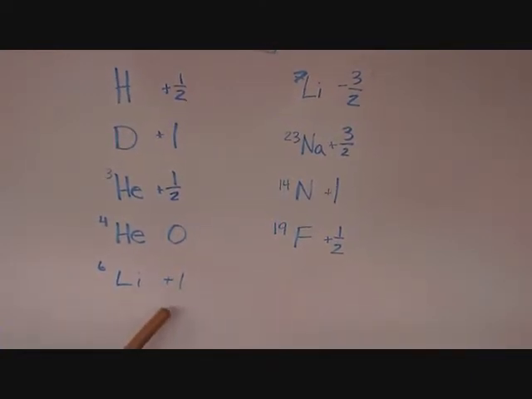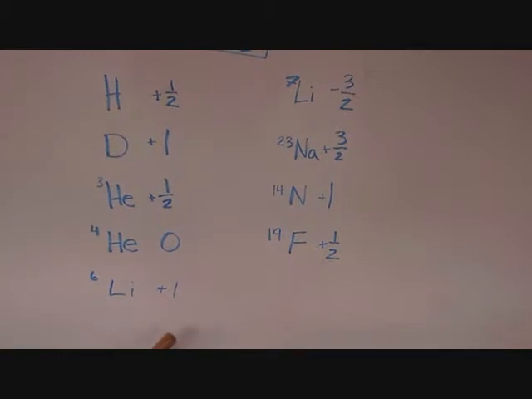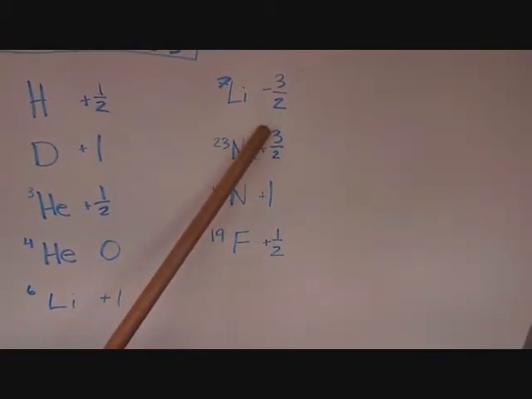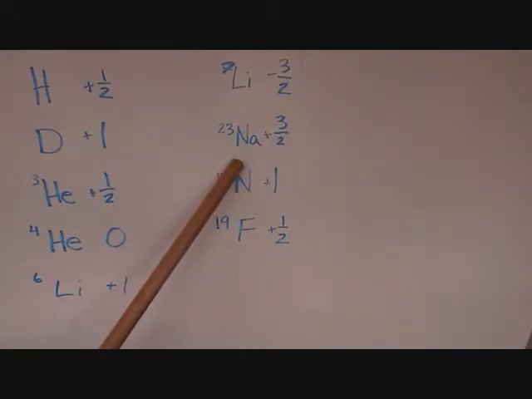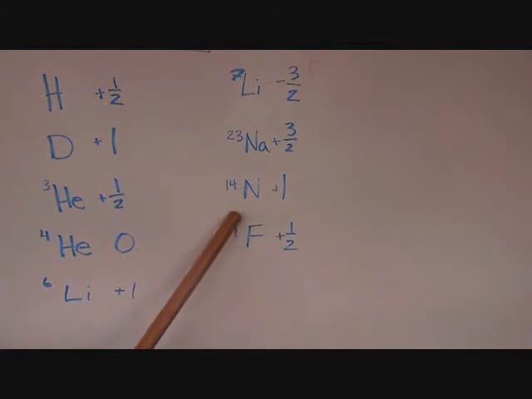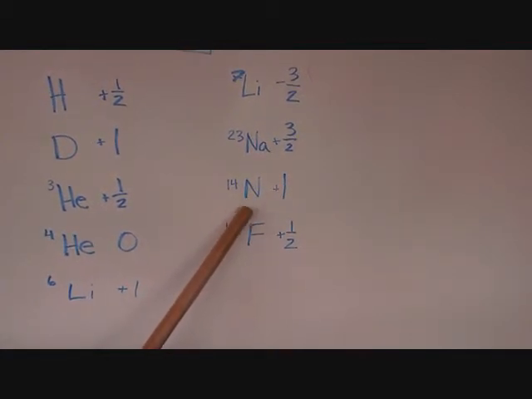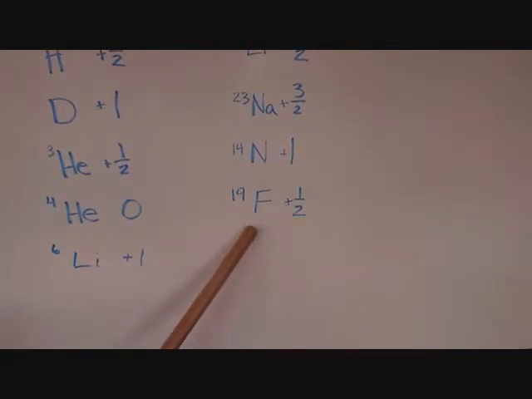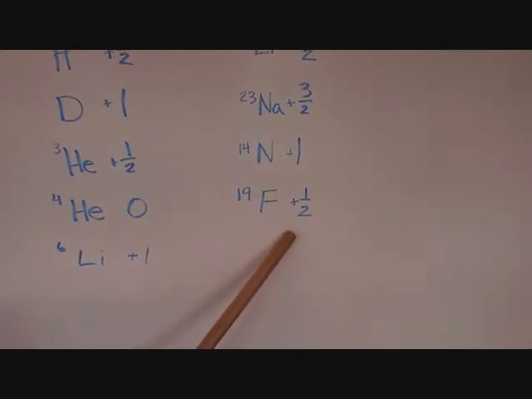6 lithium has a +1 spin. 7 lithium has a -3/2 spin. 23 sodium has a +3/2 spin. 14 nitrogen has a +1 spin. And finally, 19 fluorine has a +1/2 spin.